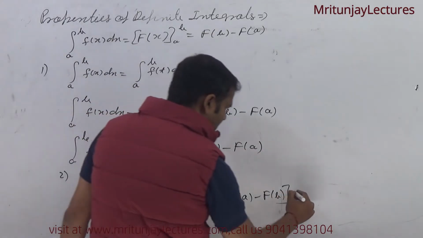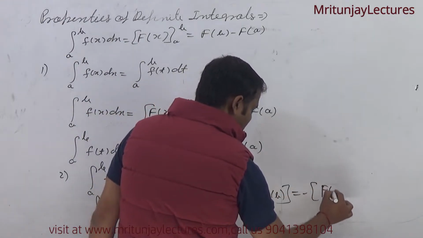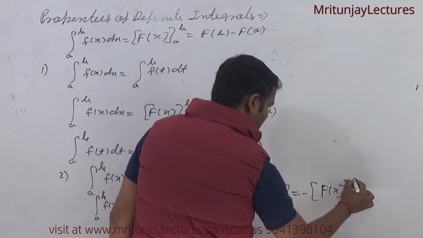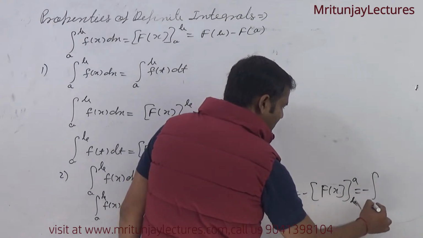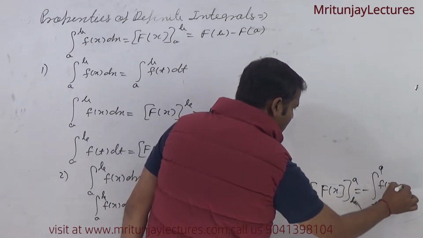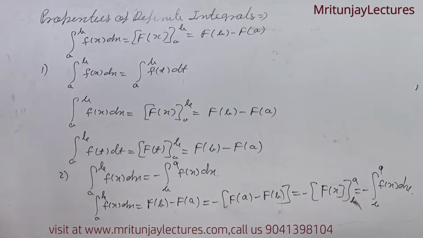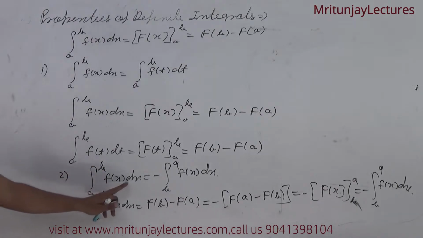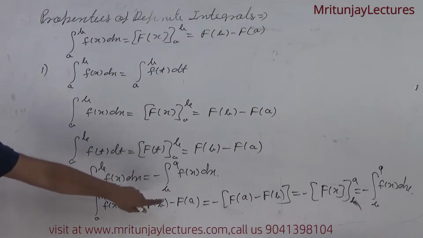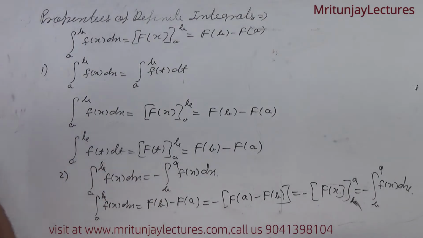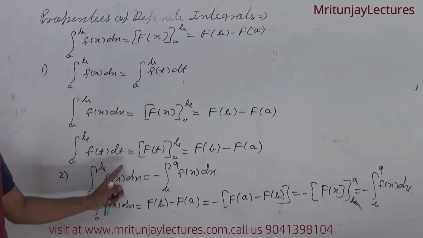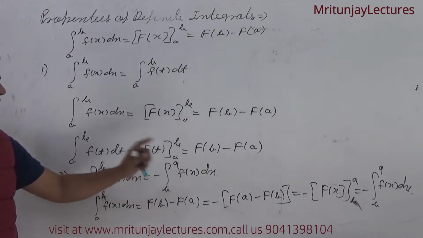What is the meaning of this one? That is minus of F of x from b to a. B to a means that it is the integration from b to a of f of x dx. So the second property is also proved. The integral from a to b of f of x dx is written as minus the integral from b to a, the limits interchanged. This is the lower limit, this is the upper limit. Here, replacing with minus, we have the upper limit written here and the lower limit written here.